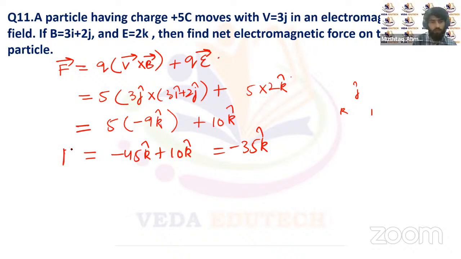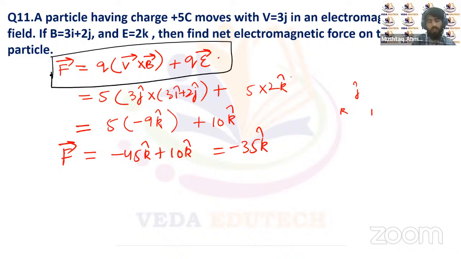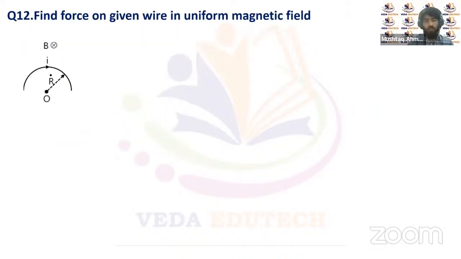This is the net force on this particle. It is along the k cap direction. So this is how we find the net electromagnetic force on a particle in an electric field as well as a magnetic field. This is the Lorentz force. So that's it for today. We'll be discussing this last question here.